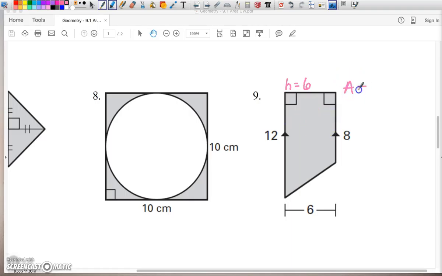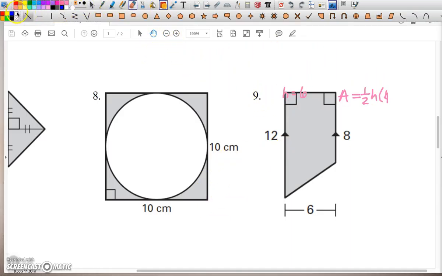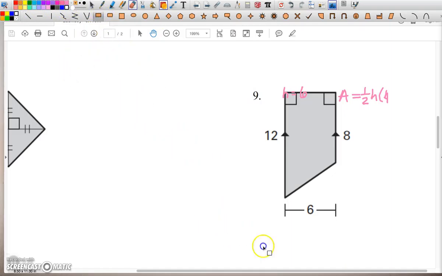So when you go to plug it in, 1/2 height times base 1. Oh no, I'm out of room. All right, hang on. I'm moving it over here. Sorry. Let me cover some stuff up. That's not helpful. All right, hang on. There we go.